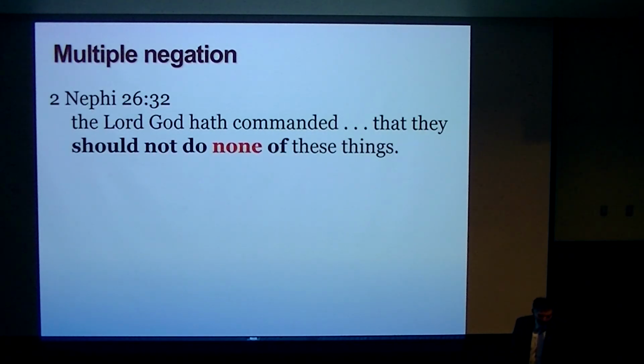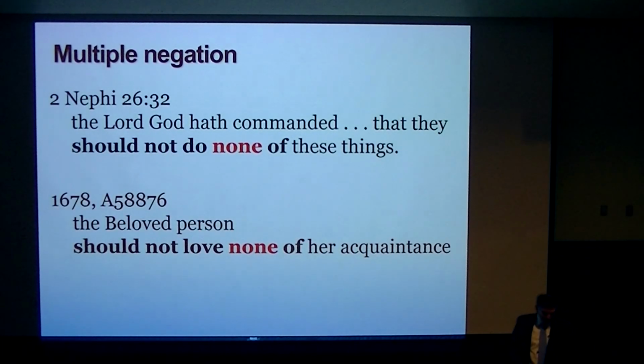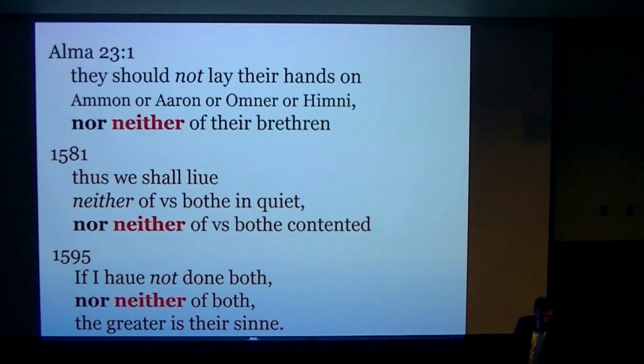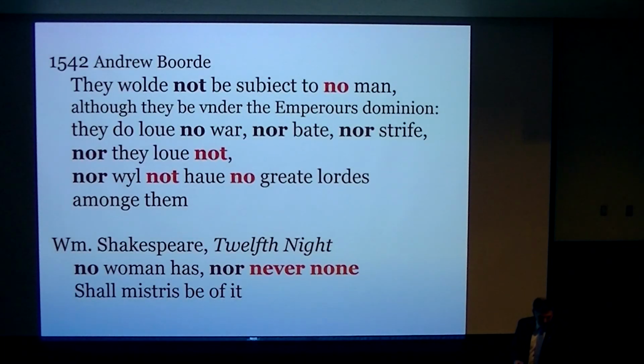"The Lord God hath commanded that they should not do none of these things." Here we have multiple negation. Book's been criticized for that, and it's been heavily edited. "The beloved person should not love none of her acquaintance." Very good correspondence there. "We have not seen none of our enemies come into this country." "Nor neither of their brethren, nor neither of us both contented, nor neither of both." Here's a good one: "Nor they love not, nor will not, have no great lords among them."